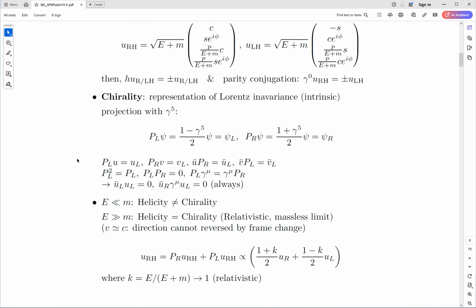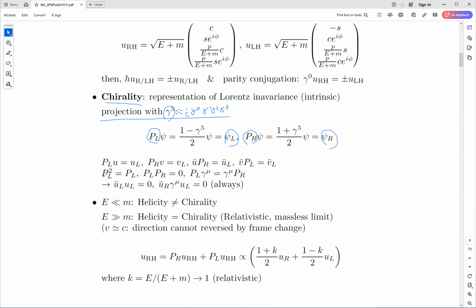And there's a gamma 5 matrix, which is defined as a multiplication of the gamma matrices, gamma 0, gamma 1, gamma 2, gamma 3. And such a gamma 5 matrix gives the chirality. By using this gamma 5 matrix, we can make the projection operators: P_L for the left-handed chirality and P_R for the right-handed chirality, with 1 minus or plus gamma 5 divided by 2. This gives the left-handed chiral state and the right-handed chiral state.